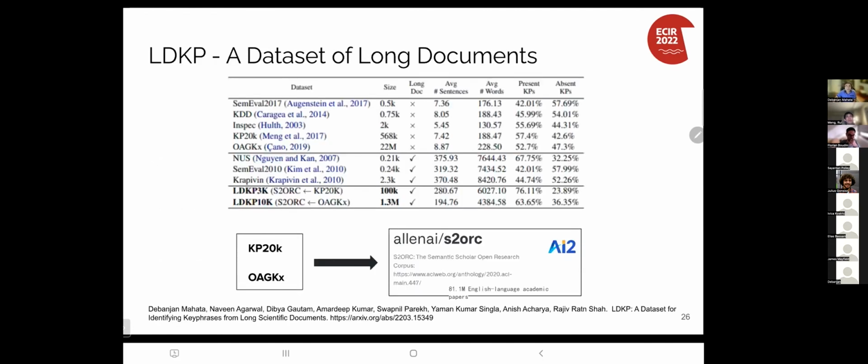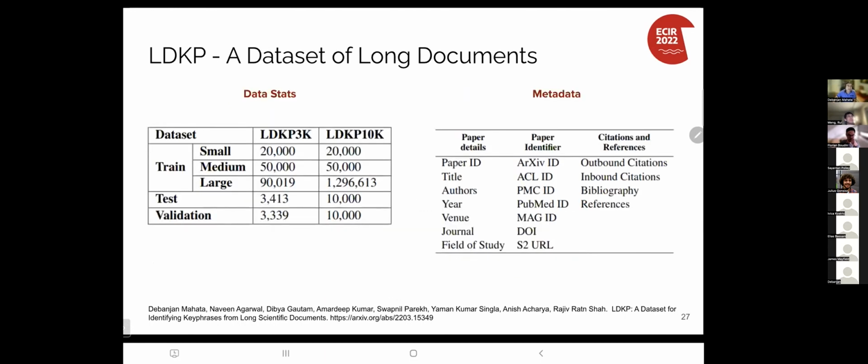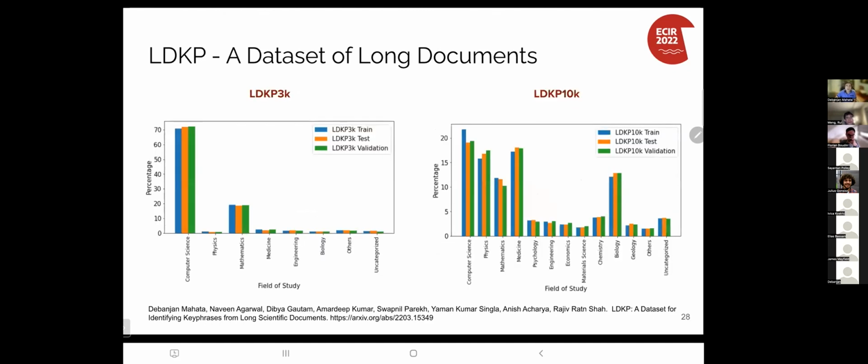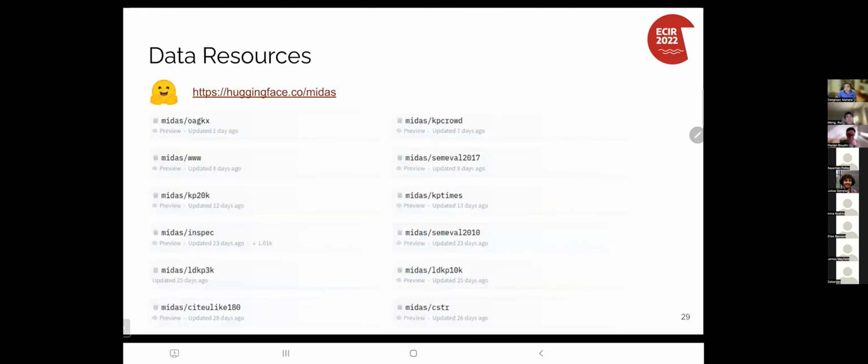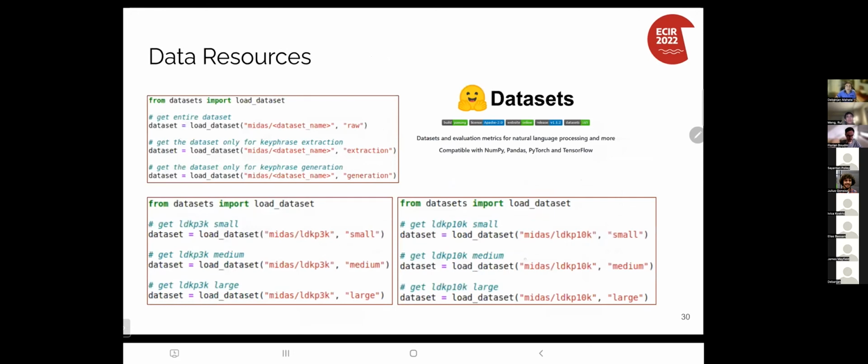Now, the lack of large datasets with long documents made us create a new dataset by mapping the abstracts in the KP20K and OAGKX corpus to the original full articles, which we obtained from the S2ORC corpus shared by Allen AI. So we created the LDKP3K and LDKP10K datasets that are available in small, medium, and large sizes along with all the metadata. The dataset has representation across multiple domains, and we also made efforts to make most of the popular datasets available in the Hugging Face Hub so that you can just write a few lines of code and download them on your laptop.